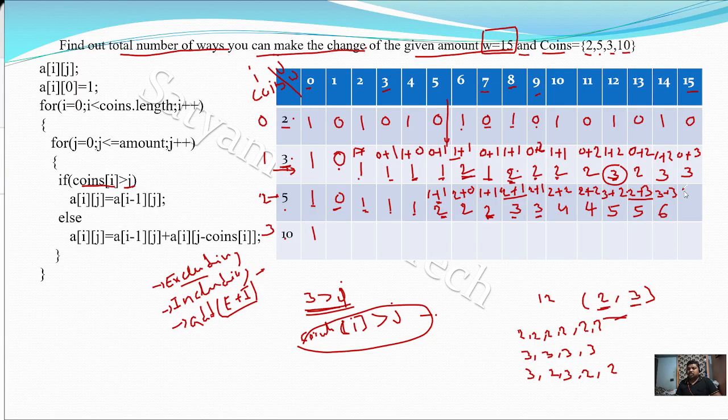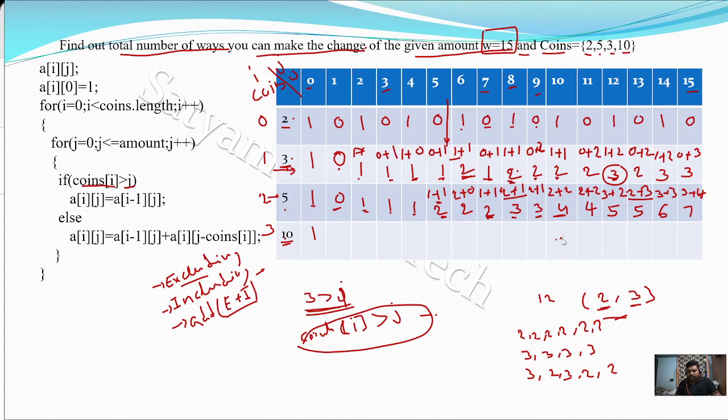Like that here also, 3 plus how many ways to include that 5 rupee coin, 15 minus 5, that is 10. You can see the 10th column, the value is 4. Without solving that problem again, the sub problem solution you can take directly here. That is 3 plus 4, that is 7 ways to make 15 by using these coins 2, 3, 5.